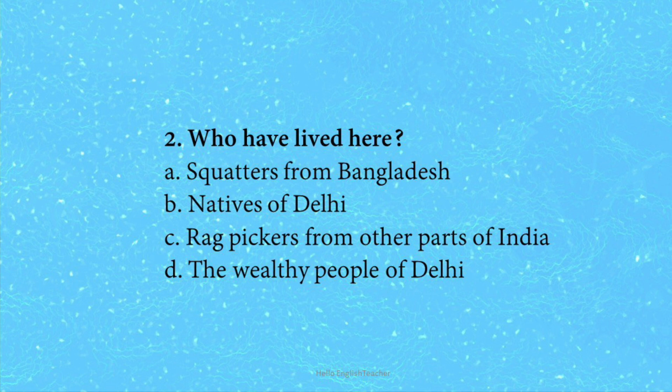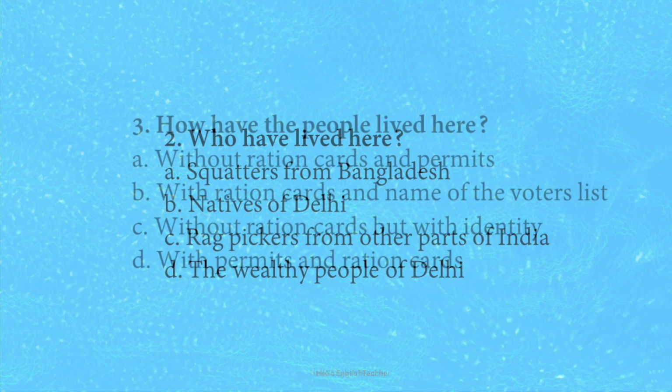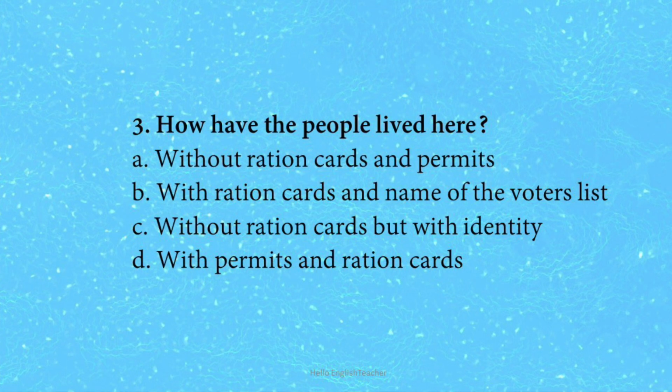So, what is the meaning of squatters? Squatters are people who come and live there without anyone's permission. So, these people from Bangladesh come over to this area and build their tents or houses and live there without asking anybody's permission. So, let us look at the next question.